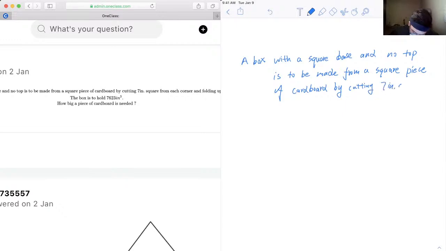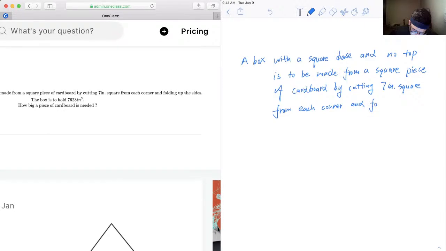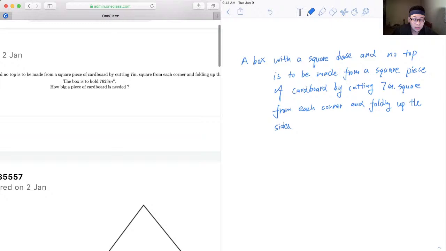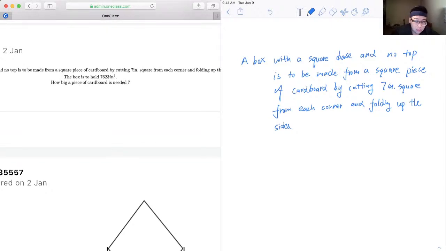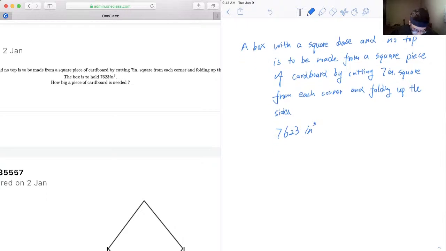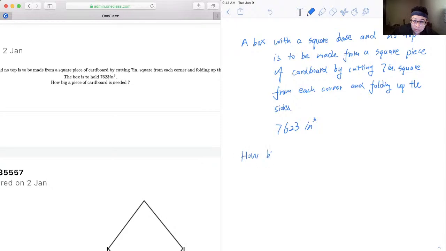7-inch squares from each corner and folding up the sides. And we're given the box is to hold 7623 inch cubed, and we're asked how big a piece of cardboard is needed.